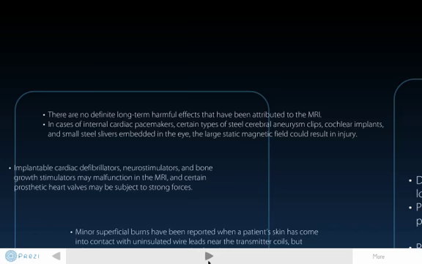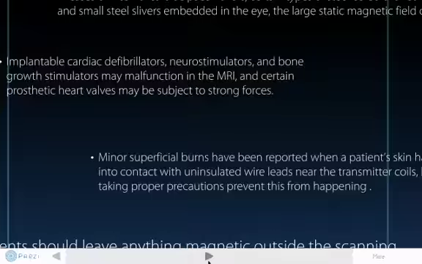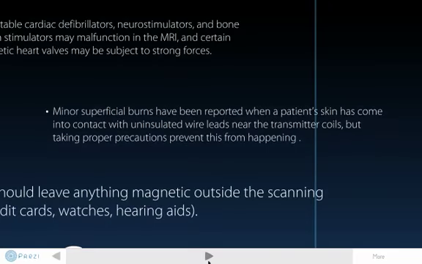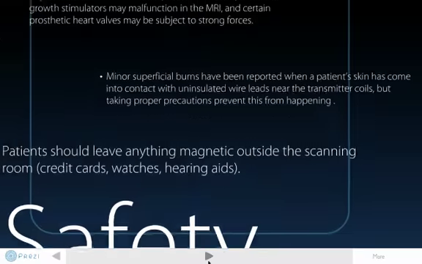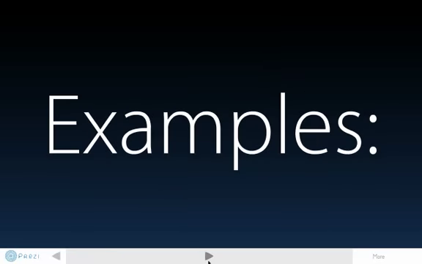Implantable cardiac defibrillators, neurostimulators, and bone growth stimulators may malfunction in the MRI, and certain prosthetic heart valves may be subject to strong forces. Minor superficial burns have been reported when the skin has come into contact with uninsulated wire leads near the transmitter coils, but taking proper precautions prevents this from happening. Patients should leave anything magnetic outside the scanning room, for example, credit cards, watches, hearing aids.